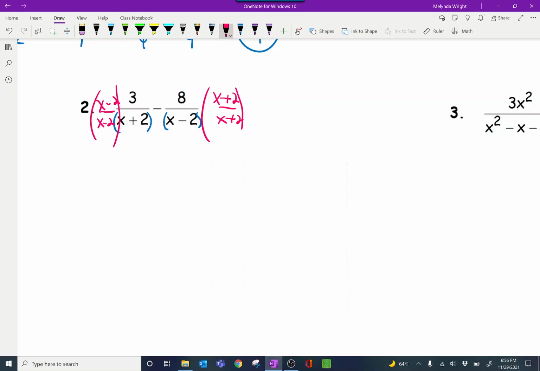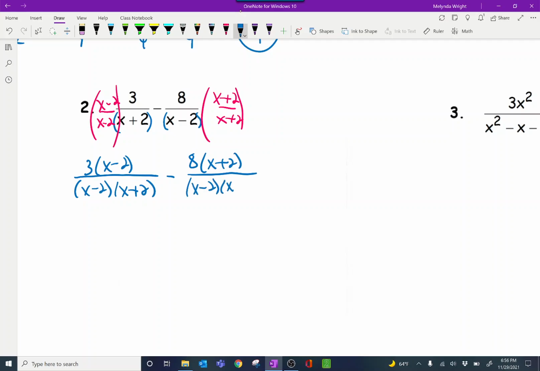Please notice that when I multiply, I can only multiply by the number 1. I am not allowed to just multiply by anything I want, only the number 1. x plus 2 over x plus 2, those are the same factors that would go to 1, etc. So let's do that. I would take the 3 times the x minus 2 over x minus 2, x plus 2, minus, then I would take the 8 times the x plus 2 over x minus 2, x plus 2. And now we can see that they have the same denominators.